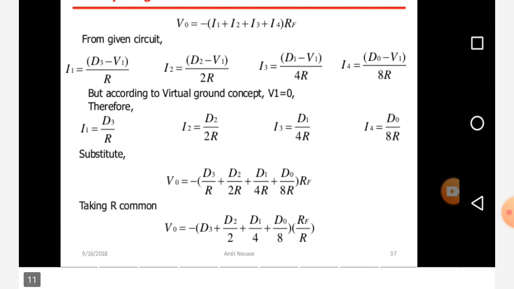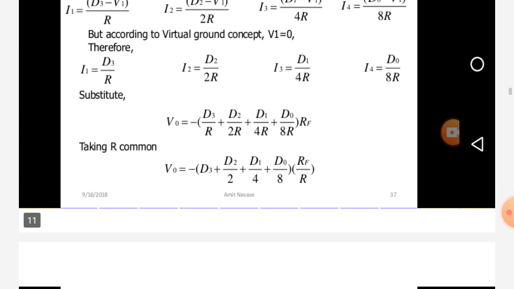Taking R common, you will get V0 is equal to minus (D3 plus D2 upon 2 plus D1 upon 4 plus D0 upon 8) into RF upon R. This is the output voltage equivalent to the binary input of the binary weighted resistor DAC.